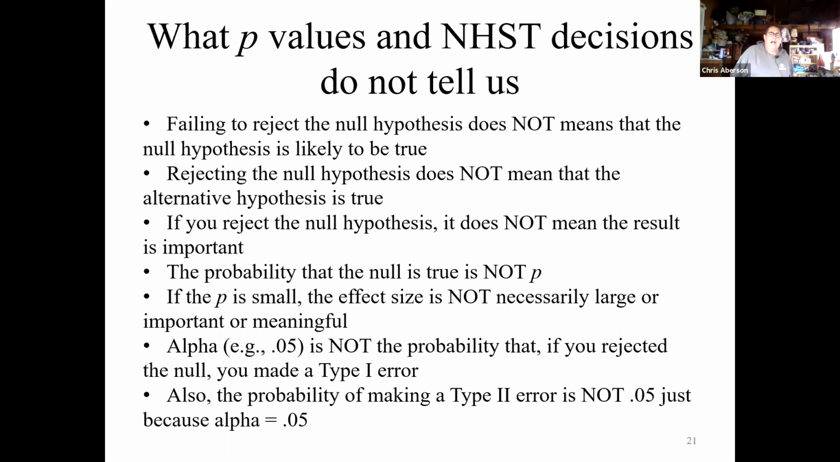All right, alpha of 0.05 is not the probability that, if you rejected the null, you made a type 1 error. If we knew we were in a situation where the null was true, that would be the case. But we have no idea whether the null is true or not. And then finally, the probability of making a type 2 error is not 0.05 just because alpha is 0.05. In fact, the probability of making a type 2 error, as we'll see, is a much bigger problem, and that's why people write books on things like statistical power.